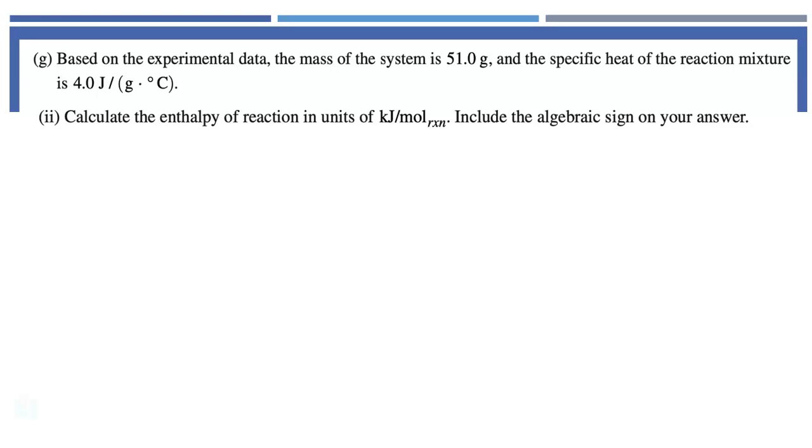Part 2 says, calculate the enthalpy of reaction in units of kilojoules per mole. Include the algebraic sign on your answer. So for part 1 of part G, the sign wasn't important, it was the magnitude. But the sign really does matter, okay?